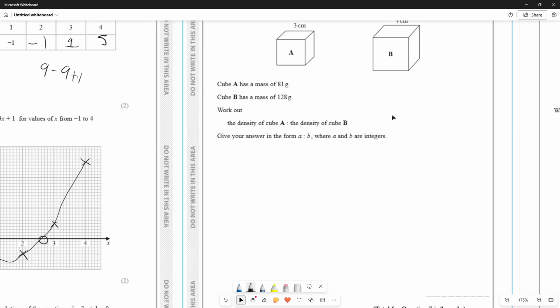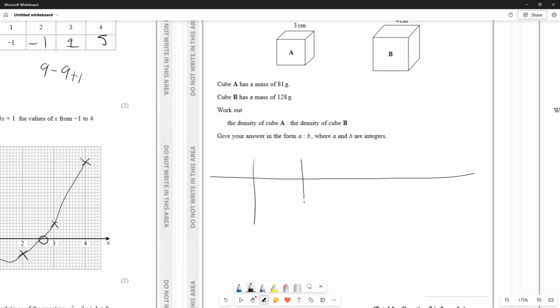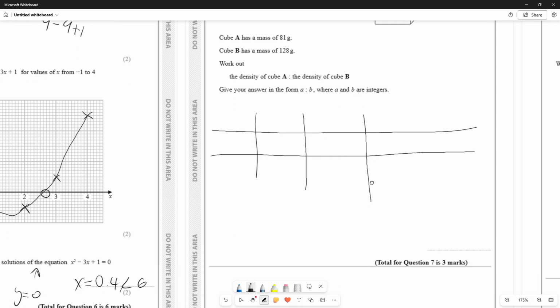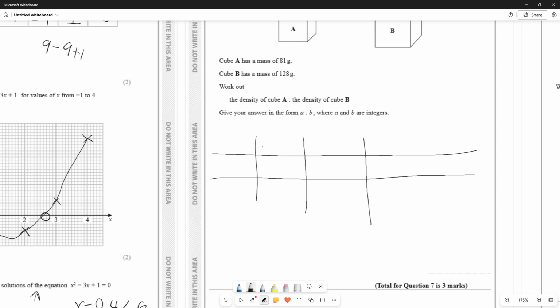Let's begin. How do I approach these questions with density and multiple properties? I draw a table. You might have taught this method, but I draw a table. So just draw a table here: density, mass, and then volume, and then A and B. We're given the masses, so we can just write them down. Let's figure out the volume.